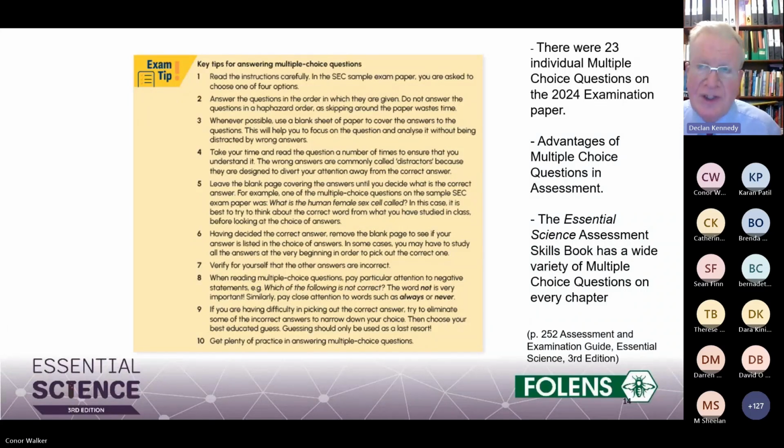And in fact, I congratulate the SEC on this increased emphasis because it's in keeping with international best practice. And if you were to count up all the questions, we have 23 individual multiple choice questions on the 2024 examination paper. And when we held the CPD to discuss the marking schemes of the 2024 exam paper, one of the recommendations made by the examiner, who had marked several hundreds of these papers, was that students did not perform well on the MCQ questions.